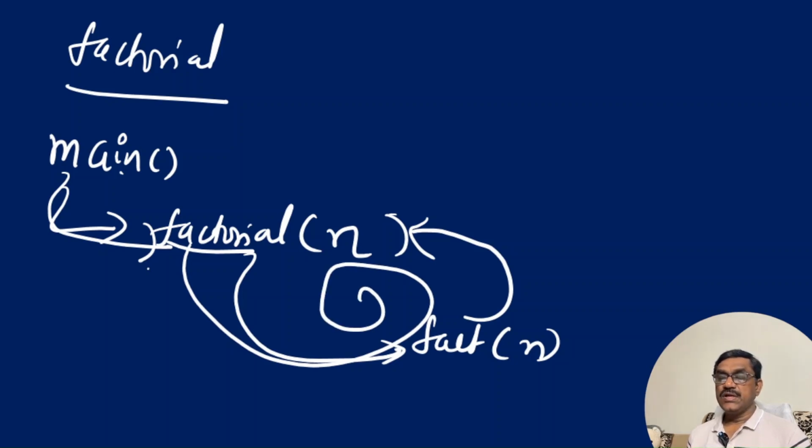At some point we have to break this looping. We are executing the same factorial function more than one time, so at some point we have to break this. For that, we are going to use the concept of the base condition.